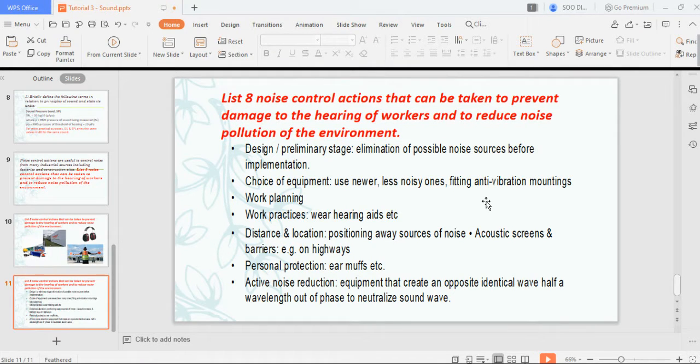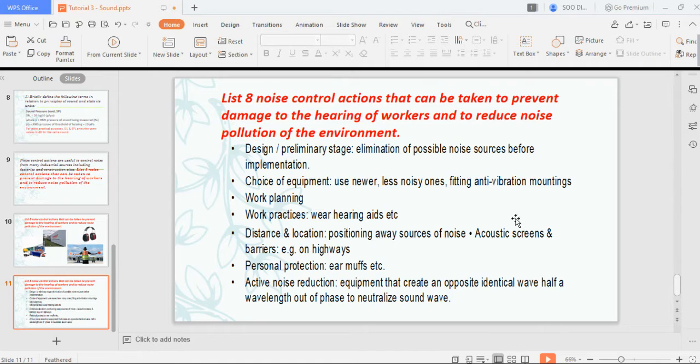The third one is you plan your work. The fourth is your work practices. During working, you wear hearing aids or earplugs. The fifth one is distance and location. You position all your noisy equipment away from you, or you have an acoustic screen or barrier.